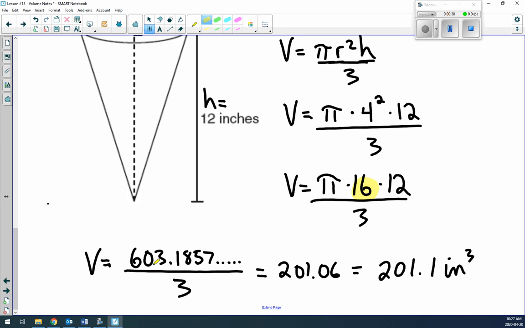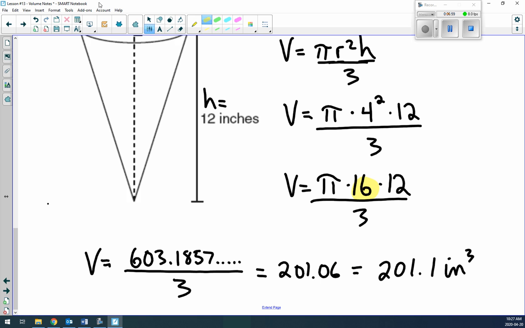So again, 603.1857 dot, dot, dot. That's just the number in your calculator. Keep it in there. Divide by 3. You end up with 201.06. We're going to round to one decimal place. So we're looking at the 0. Then we look to the 6 and we see it's 5 or greater. Then we've got to take that 0 and round it up to a 1. So we end up with 201.1 cubic inches.